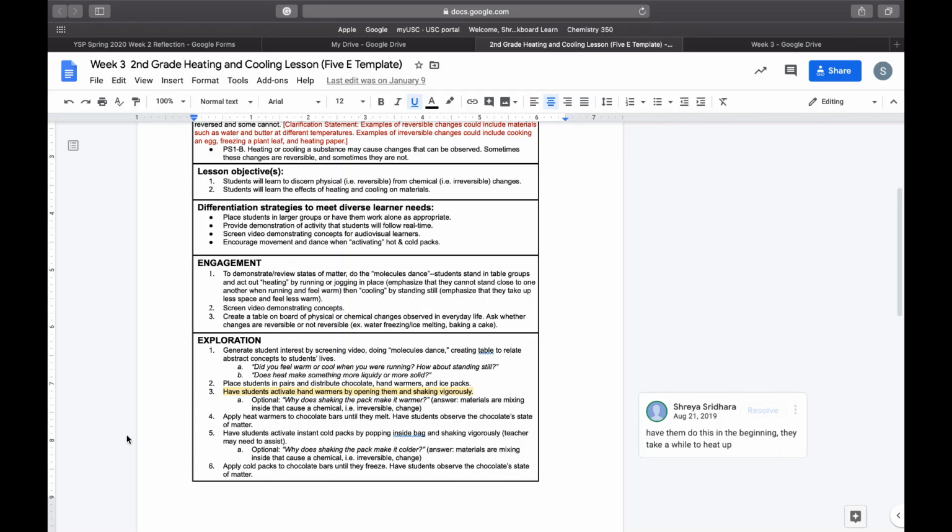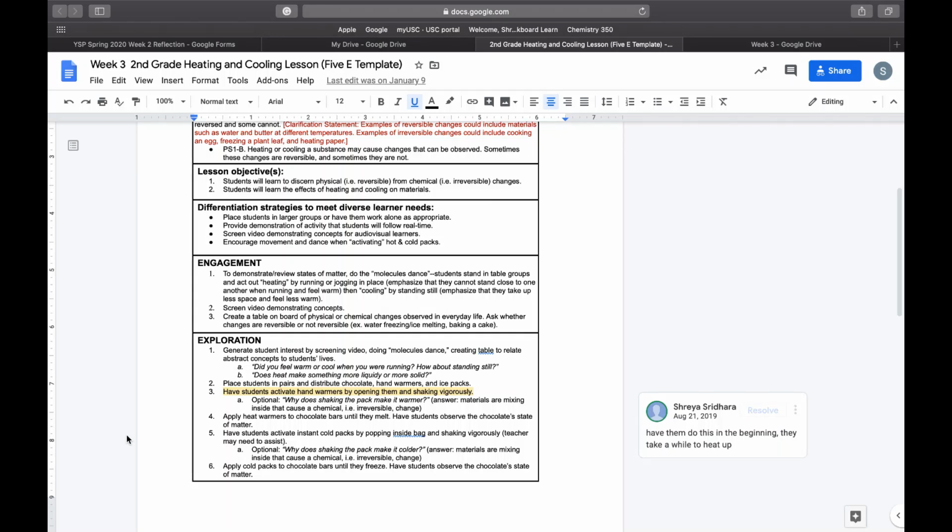After all of that, I ask them to open it, which they're really happy about, and then ask them to eat it. And they're always really surprised, like, it doesn't taste different. It still tastes good. And then we go into the explanation that it's still made of the same matter.